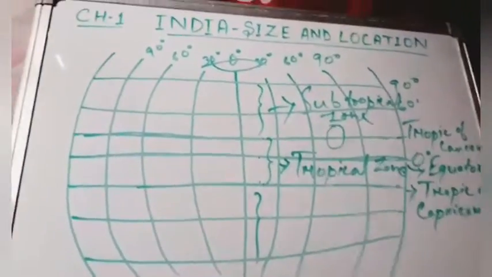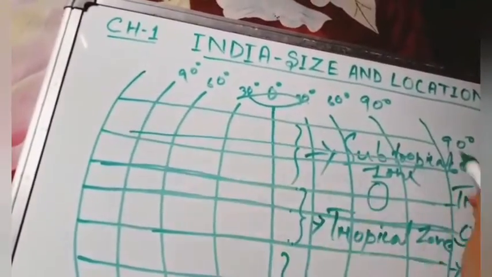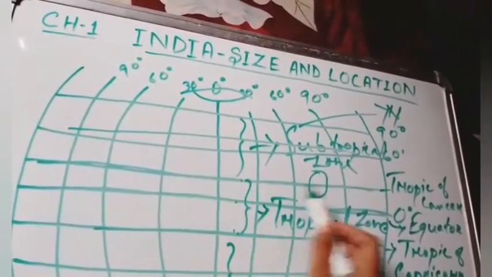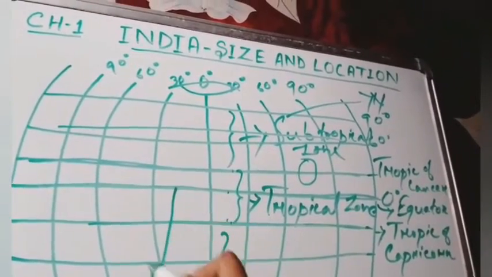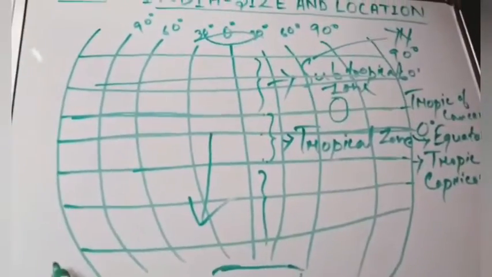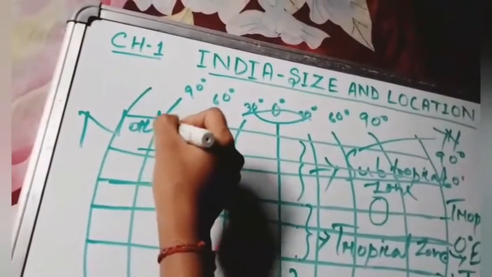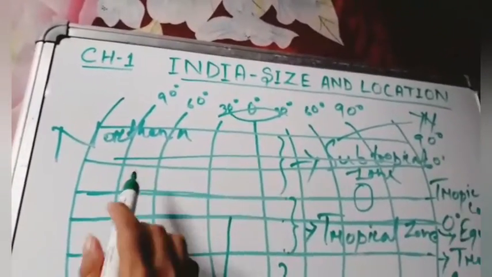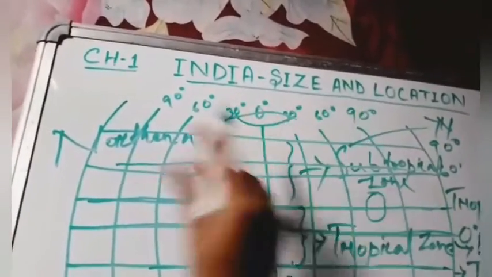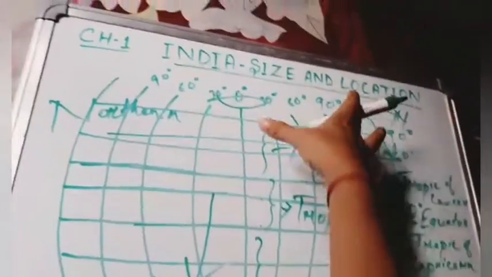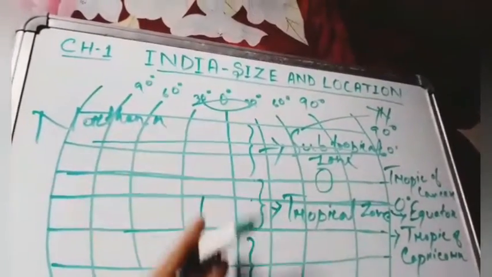About the hemispheres, you know, this part above the equator is the northern hemisphere, and this part below the equator is the southern hemisphere. This half part is northern and this half part is southern. Now you also know that this is the eastern part and this is the western part.